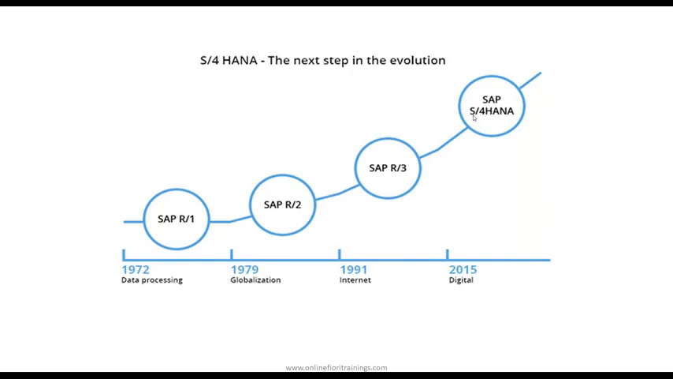So SAP S4HANA is a completely new product. It's SAP's next generation digital core business suite. You must have heard about Business Suite; it's actually an advancement of that. You must have heard about Suite on HANA. Suite on HANA was actually an ABAP on HANA stack.